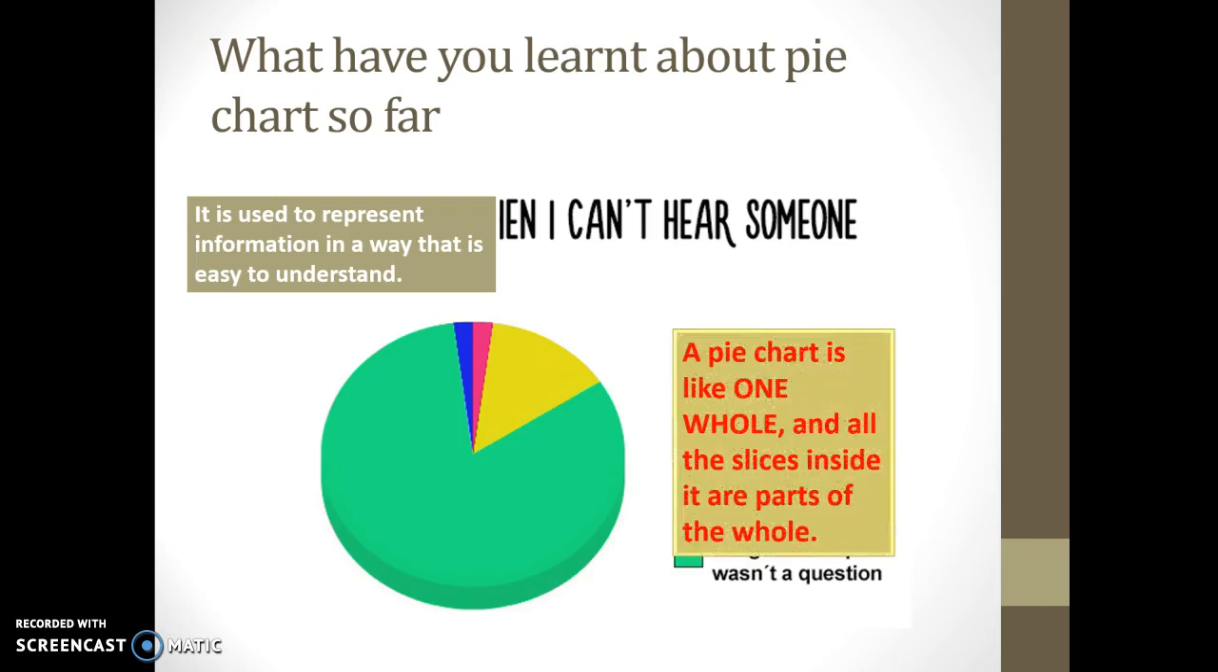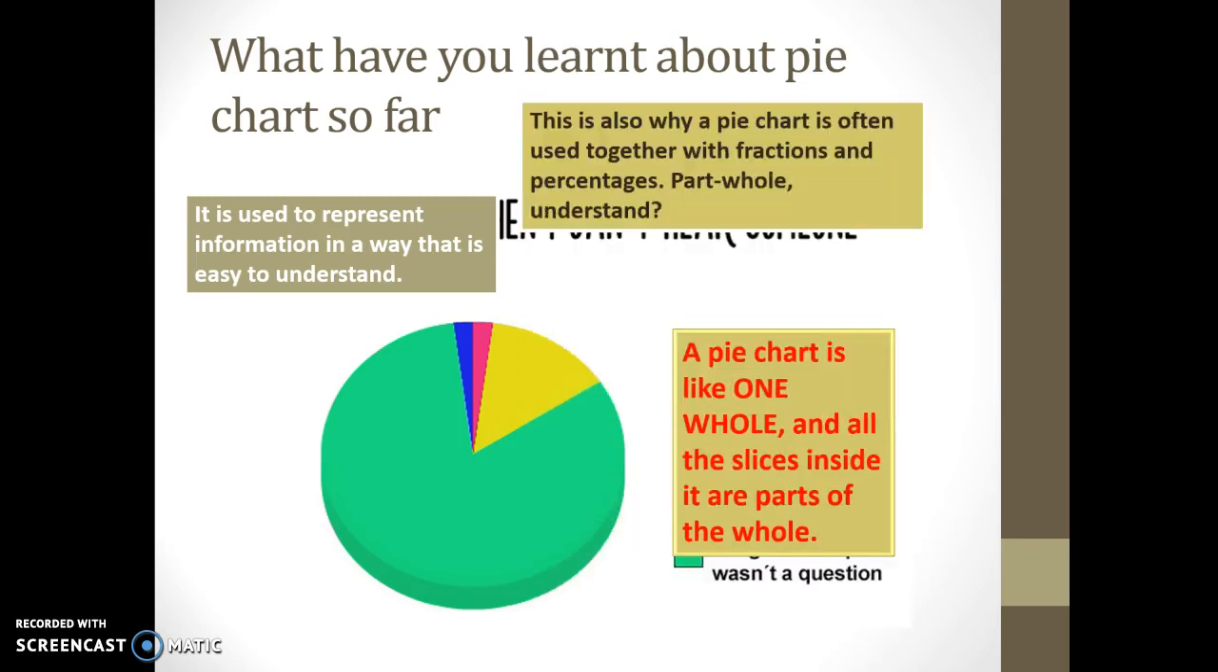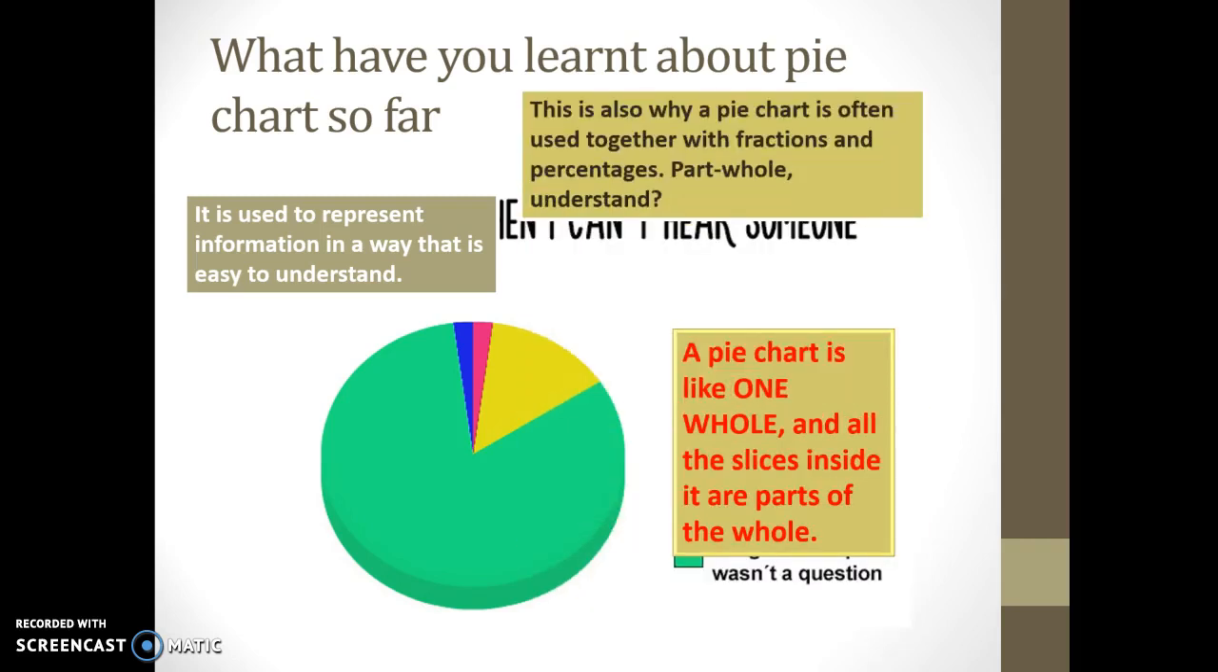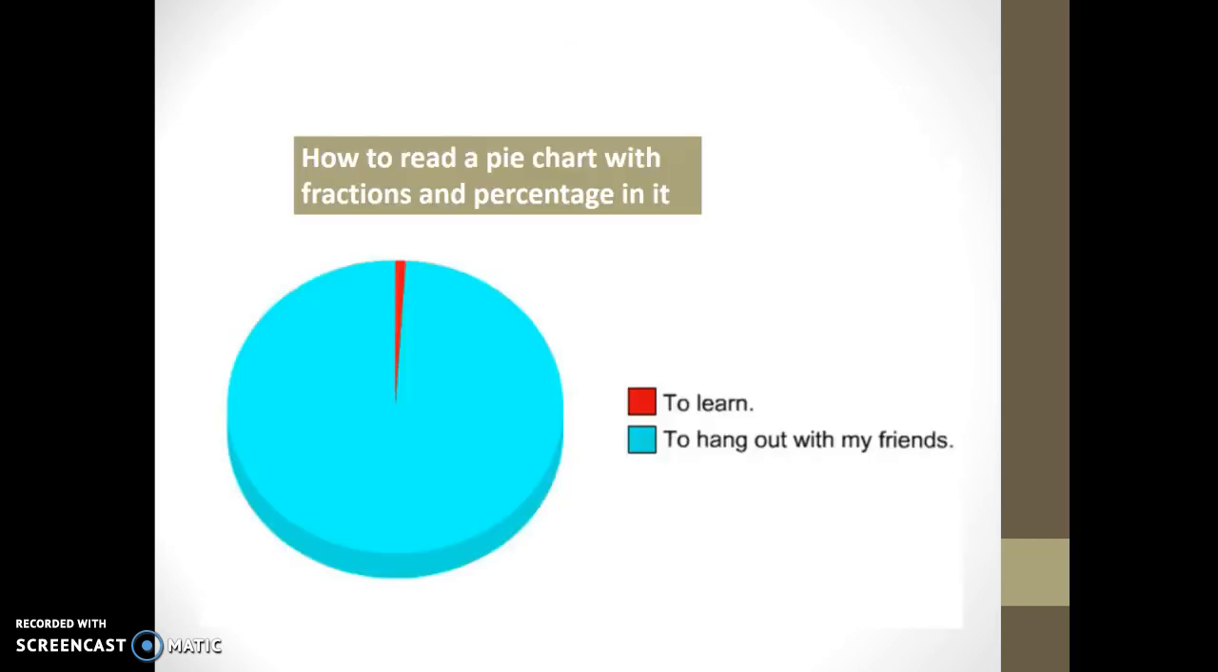You've also learned that a pie chart is like one whole pie, and all the slices inside are parts of the whole. You hear the word whole and parts. What comes to mind? Yes, fraction. That is why a pie chart is often used together to solve questions with fractions or percentages. Part, whole. Remember? Like the part-whole model. Great. Now, let's take a look.